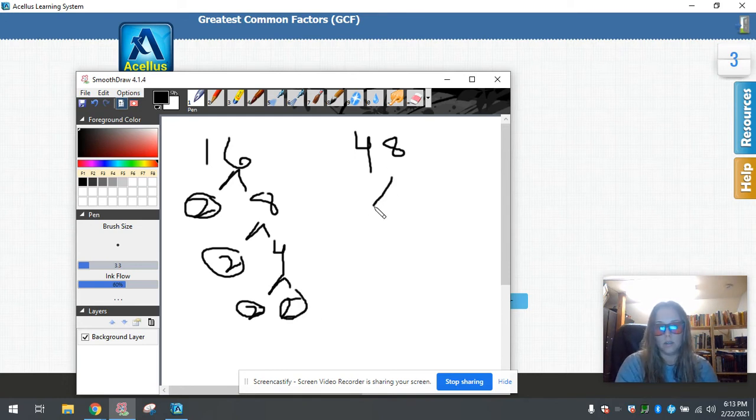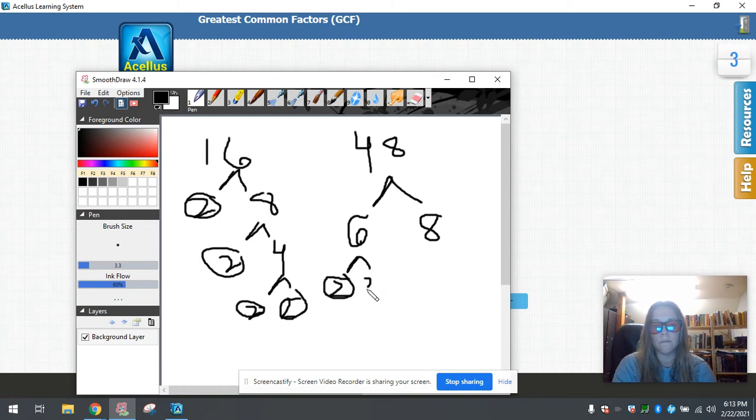48. Instead of dividing by 2, I'm going to throw in a wild card here, because I know 6 times 8 is 48. So I'm going to start my factor tree like that, because I can. 6 isn't even. If I divide it by 2, I get 3. 8 is an even number. We just did it over here. It's going to be the same thing. 8 divided by 2 is 4. 4 divided by 2 is 2.